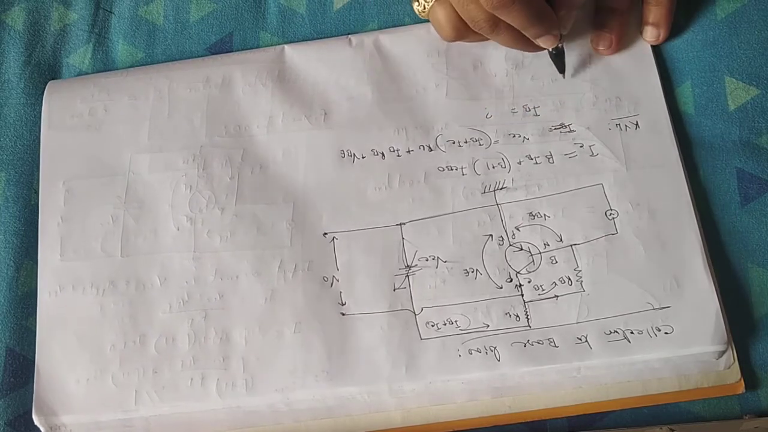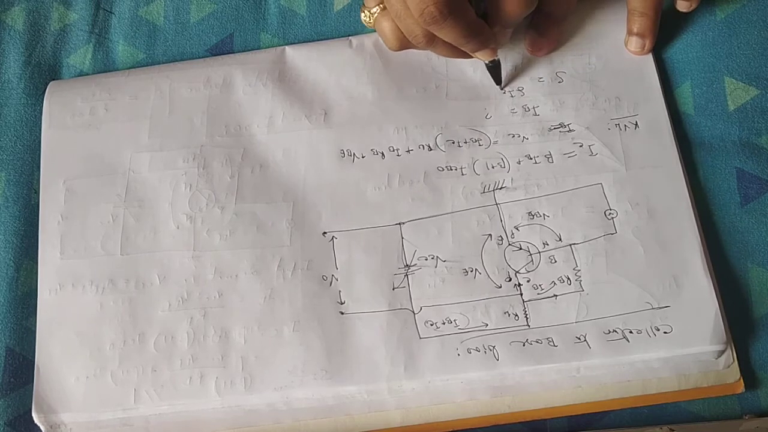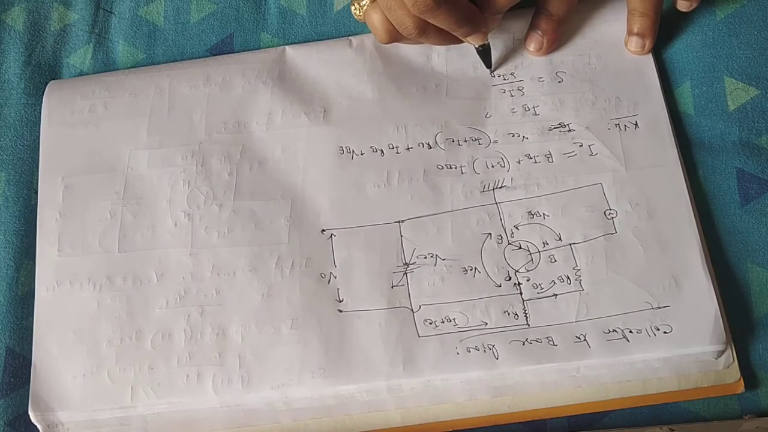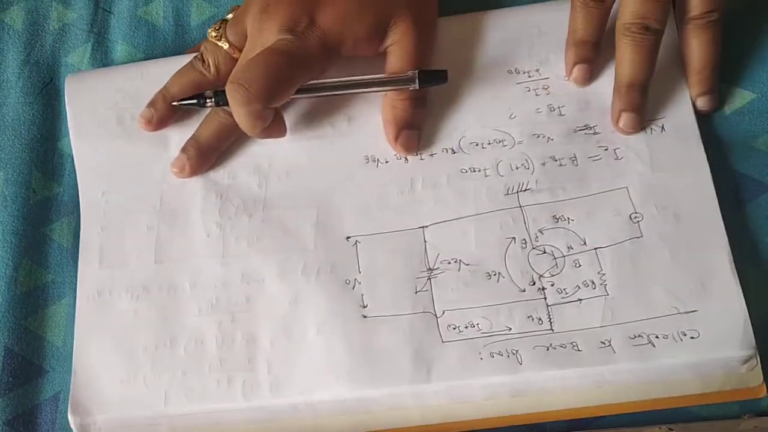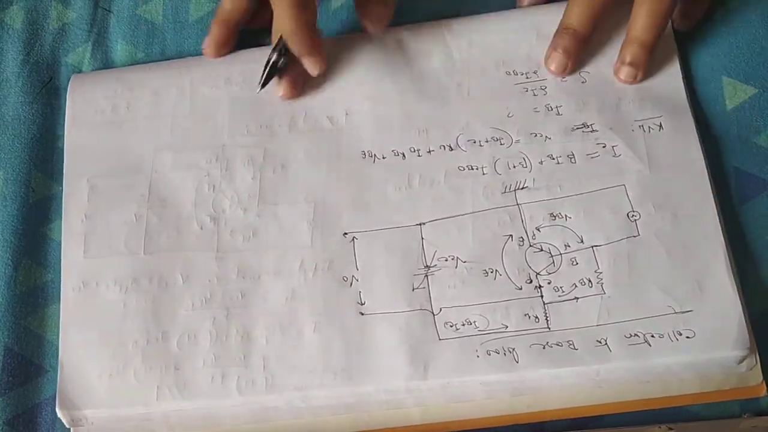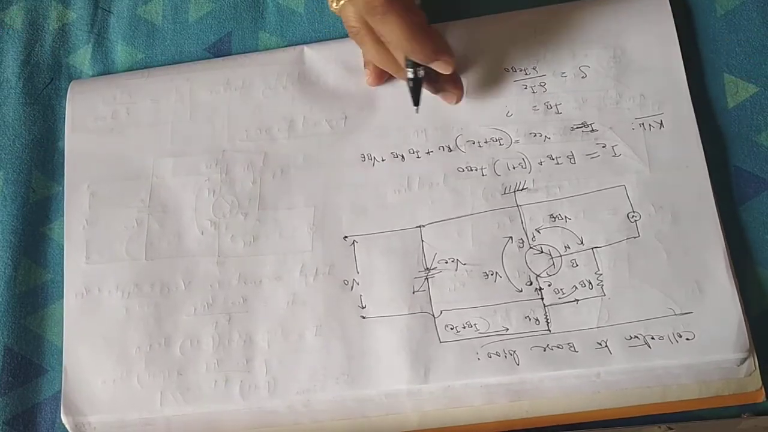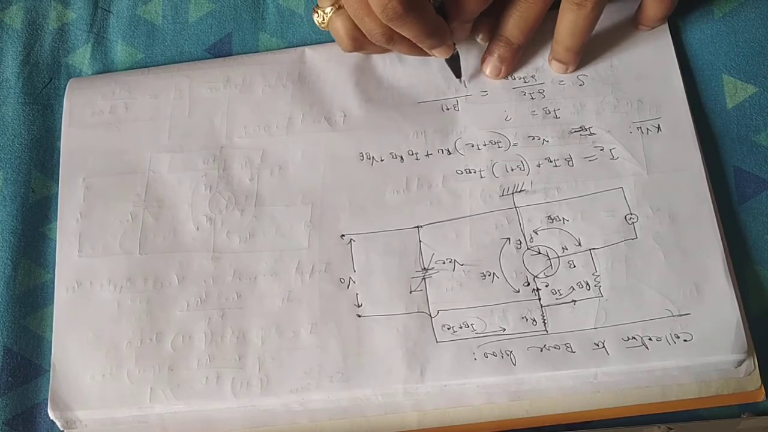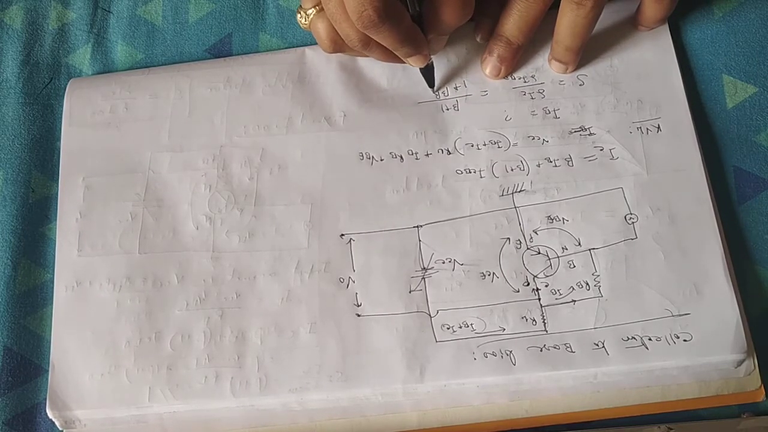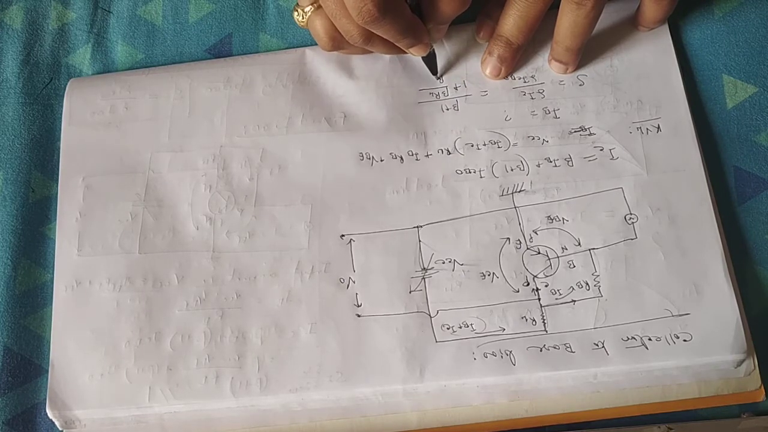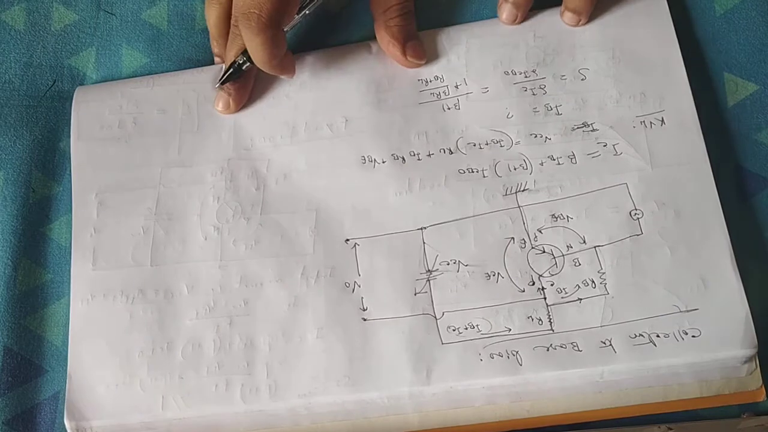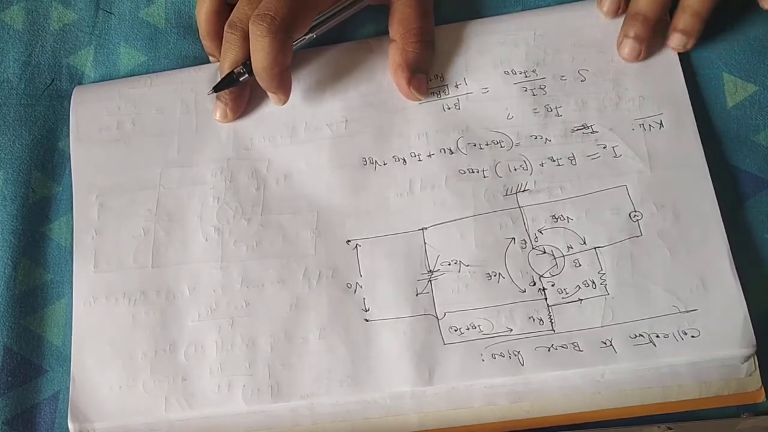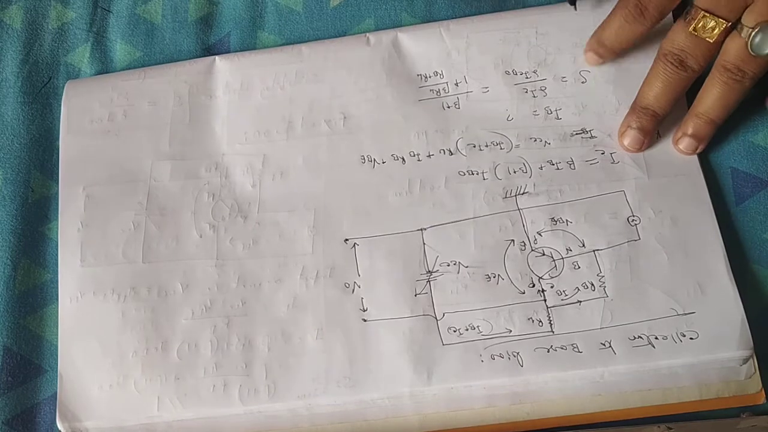Then you put the value of IB here. After putting the value of IB here, you calculate the value of the stability factor, delta IC by delta ICBO, the stability factor that we have discussed. Then you put it here. After putting it, you will get the value of delta IC by delta ICBO, like (beta plus 1) divided by 1 plus beta RL divided by (RB plus RL), like that. Now in books you will find 2 or 3 cases are considered. The first case is case 1.